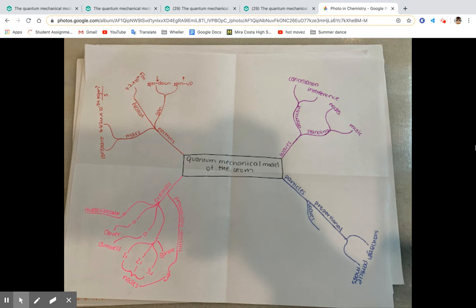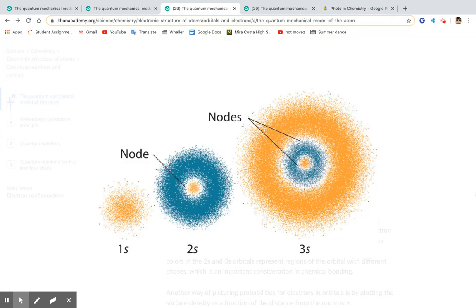Now, in finding how many electrons are in an atom, you can use this model, and this model uses the s orbital, and it allows you to estimate where the electrons would be. Now, in 2s and 3s, you can see there are nodes, and these nodes point to where there cannot be any electrons, so it makes it even easier to find them.